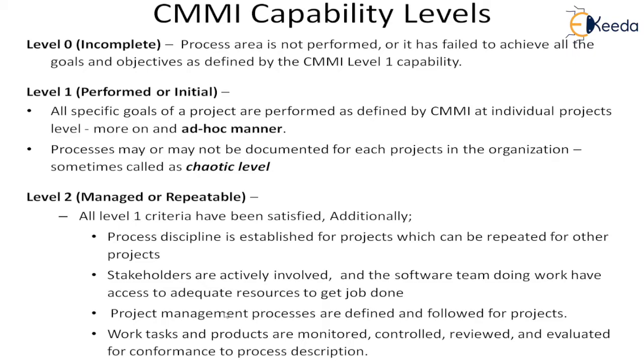The assessment mostly starts at level 2. A minimum organization has to be at level 2 to be called a good quality process capability. Level 2 is normally known as a managed level or a repeatable level. So here we have to satisfy these criteria and then all these other criteria.